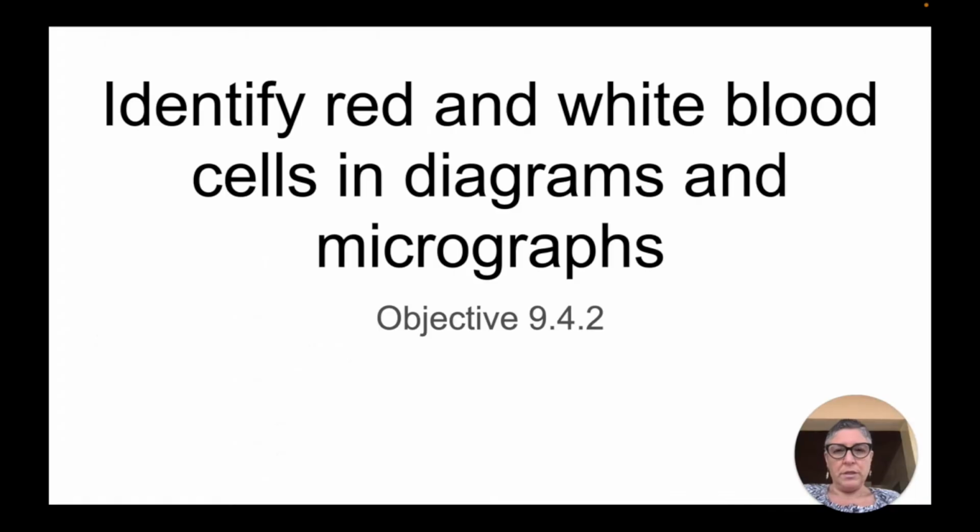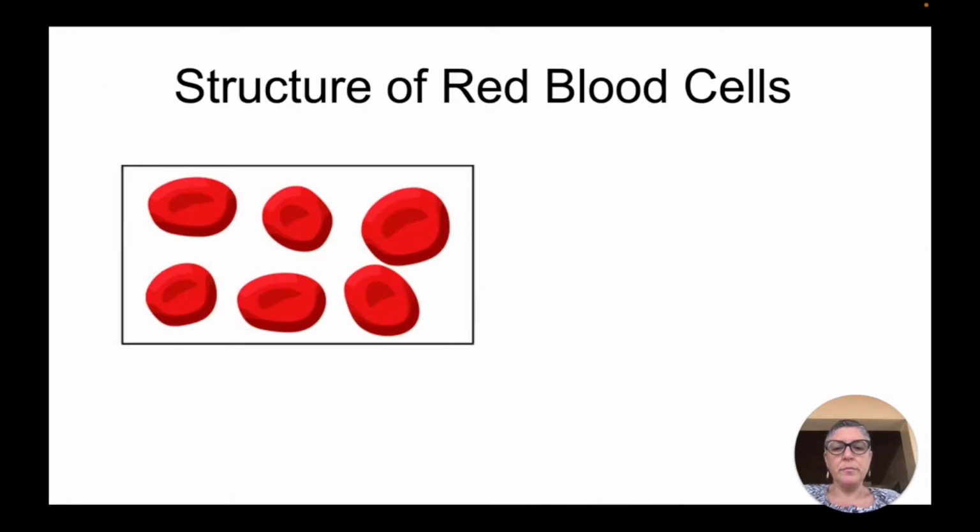This video covers the IGCSE Biology Objective 9.4.2 on the 2025 CAIE syllabus to identify red and white blood cells in diagrams and micrographs. So let's talk about the structure of red blood cells. First, you can take a look at the diagrams that are here.